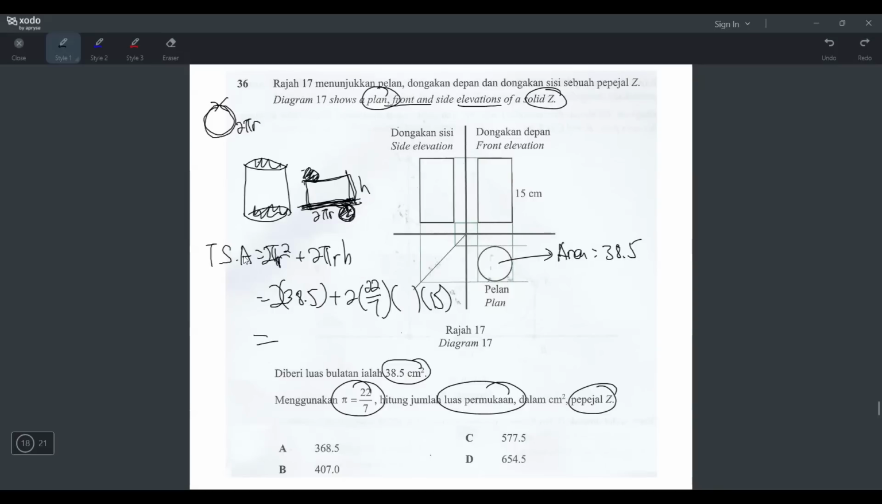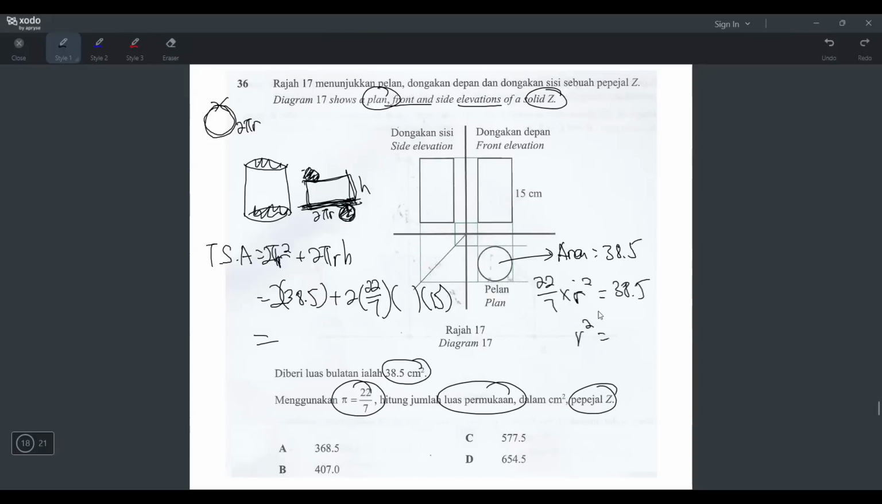That is why I said you tak boleh buat ni dulu. And I already tell you how to find the radius just now. Use this information. Because area of circle formula is pi r square equals 38.5. And they already said here pi use 22/7. So padam ni letak 22/7 darab. So you can find the radius by using this area information.